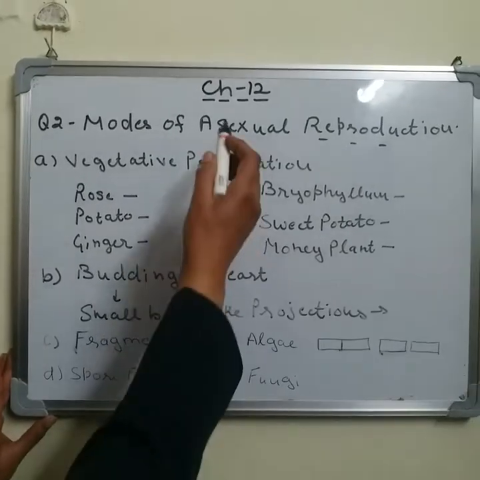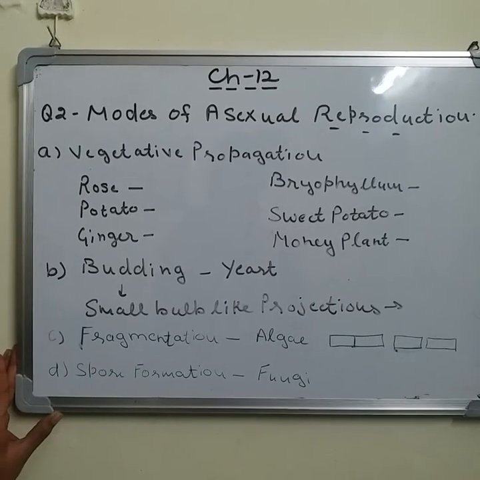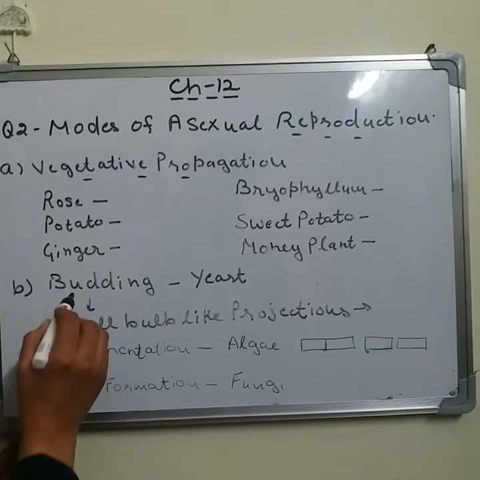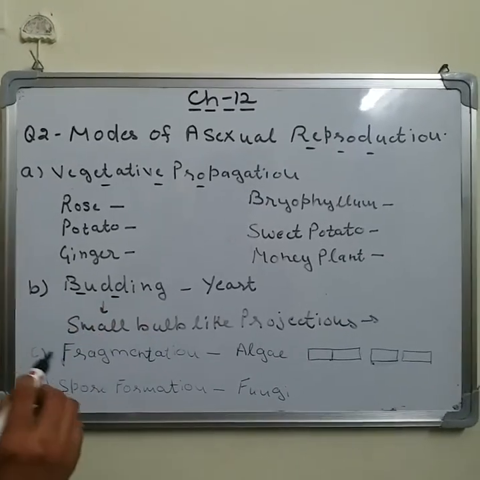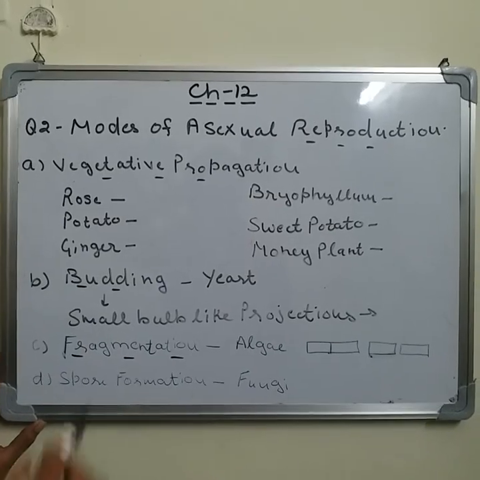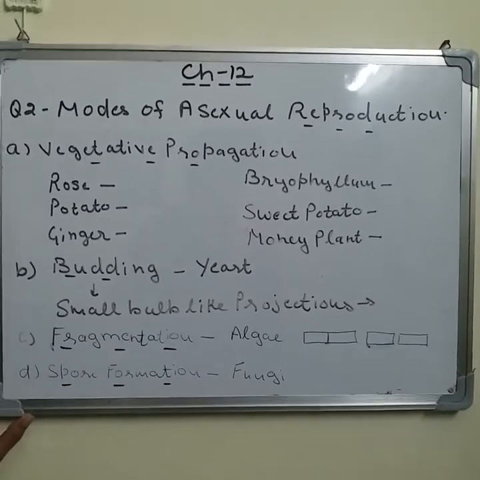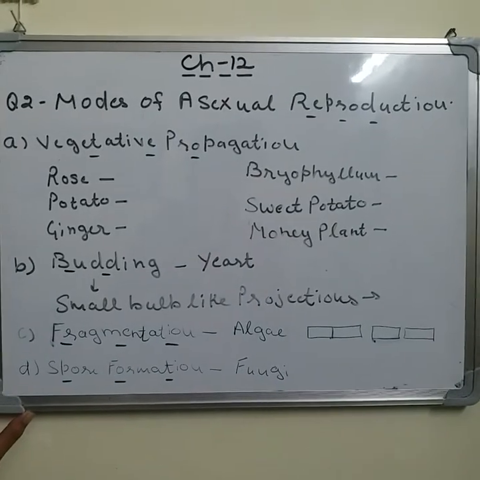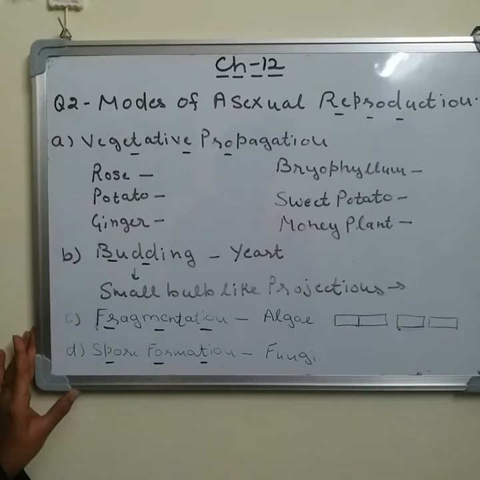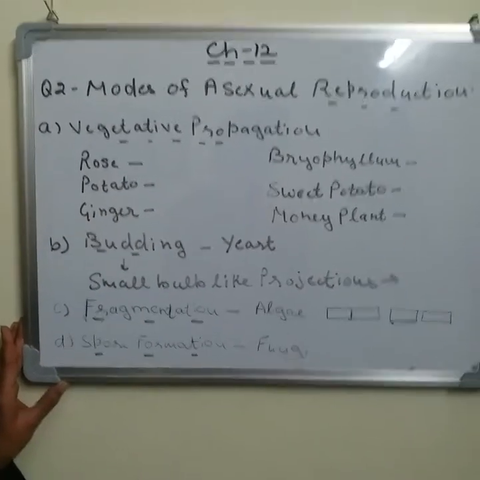So there are different modes, different types of asexual reproduction. The first is vegetative propagation. The next is budding. The third one is fragmentation, and the fourth method of asexual reproduction is spore formation. So let us discuss one by one. The first mode of asexual reproduction is vegetative propagation.